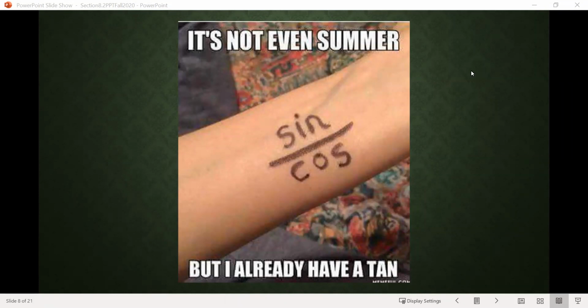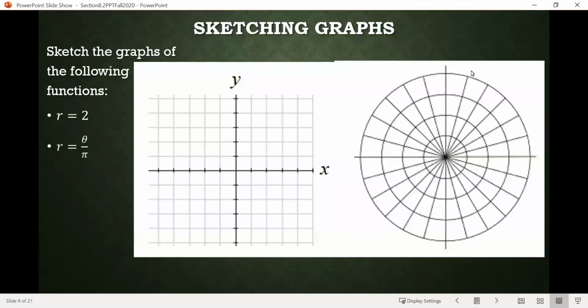And here we're going to start looking at the graphs of functions given in polar coordinates, which sounds exciting, right? Okay, so over here on the left, we're given two polar functions. One of them is r equals 2. The other one is r equals theta over pi.